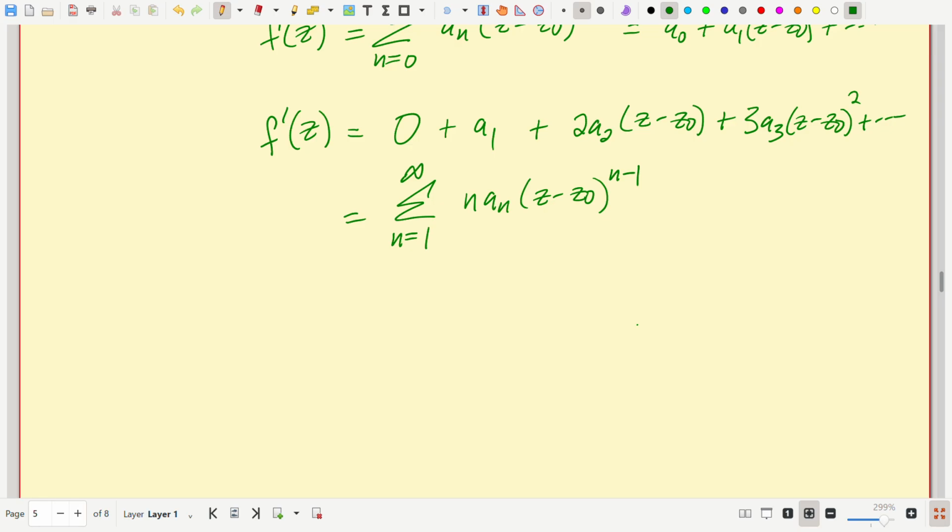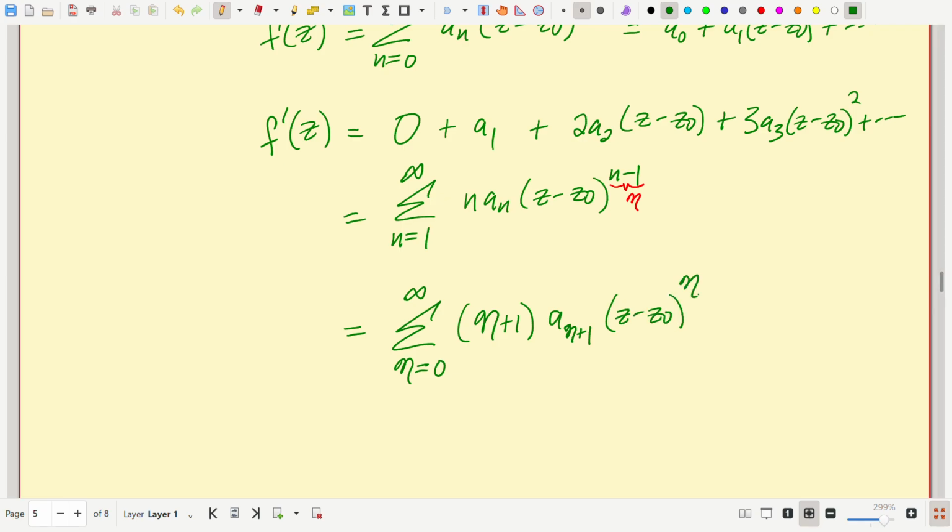Now I can change the variables. If I call this n minus 1 curly n, then if little n goes from 1 to infinity, curly n would go from 0 to infinity. And so this would be the sum as curly n starts at 0 and goes to infinity. Curly n plus 1 is n, so this would be curly n plus 1, and then I'd get z minus z naught to the curly n, and I like this to be the variable.